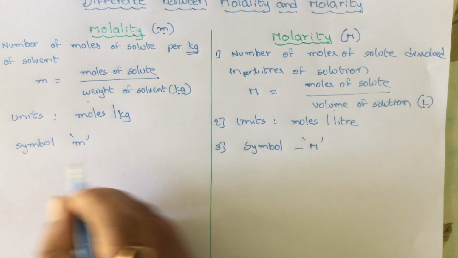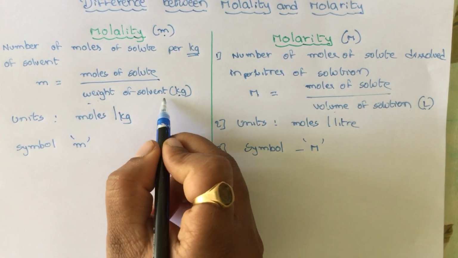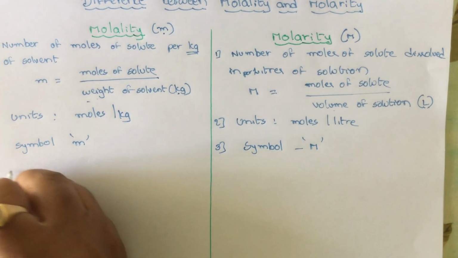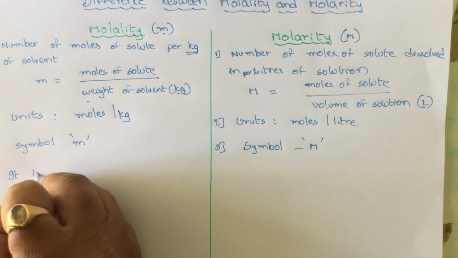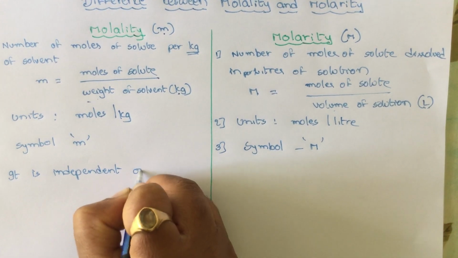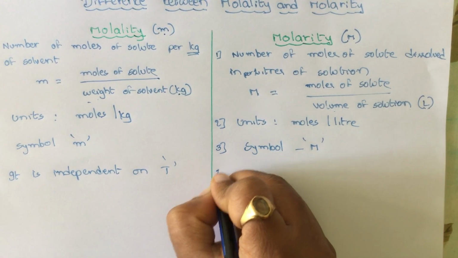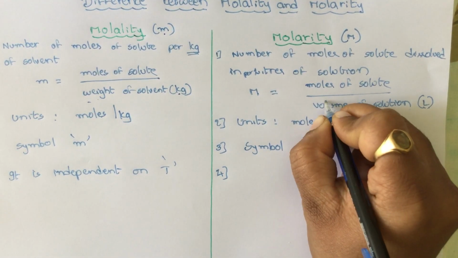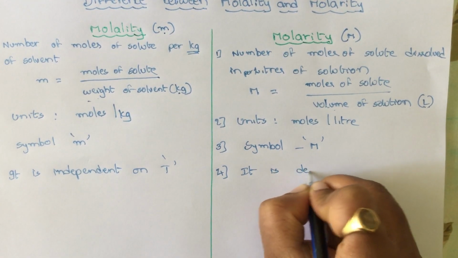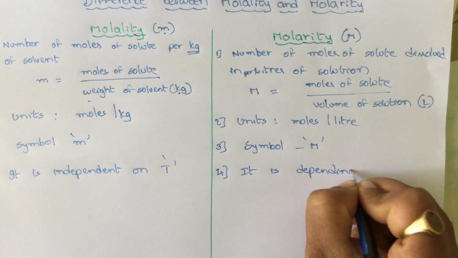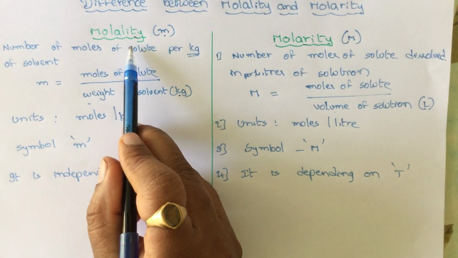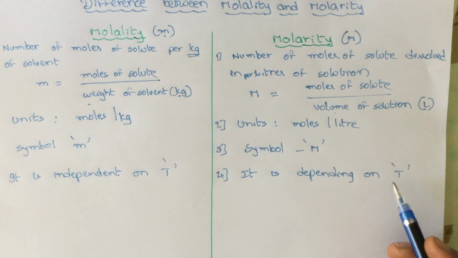Okay, next here if you see, here we are taking number of moles and weight of the solvent. That means what? Molality is an independent parameter. It doesn't depend on temperature. But here if you see, we are taking the volume of solution. Whenever you talk about volume, it is temperature dependent. That's the reason why in general we use the word molality to represent concentration of the solutions instead of molarity.